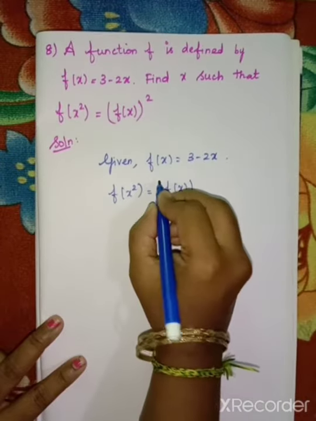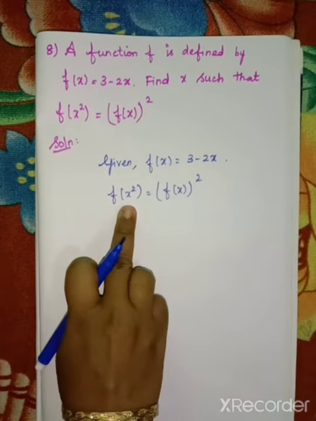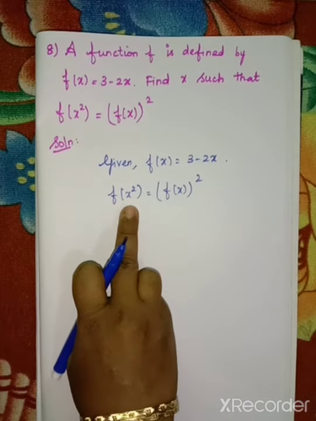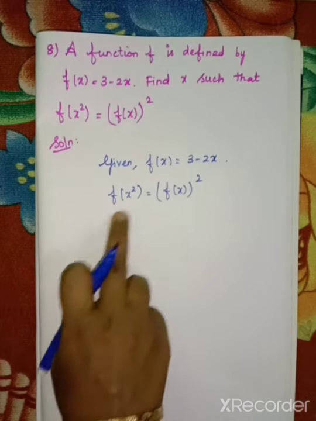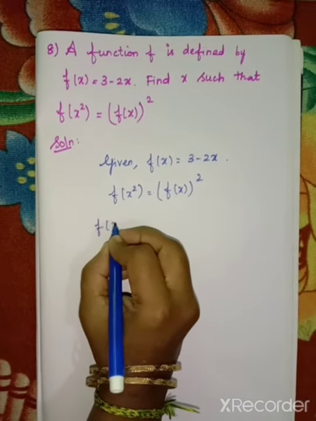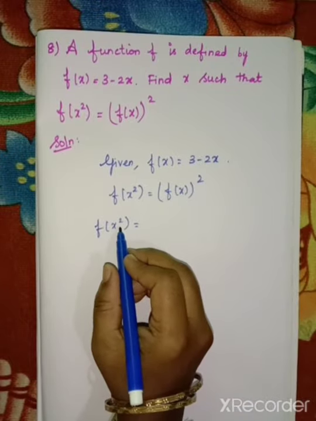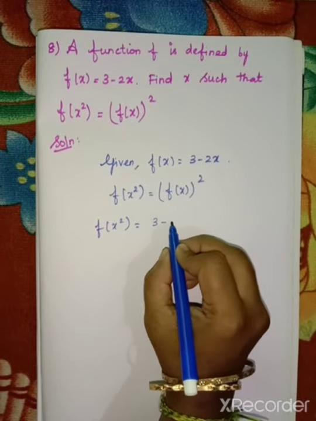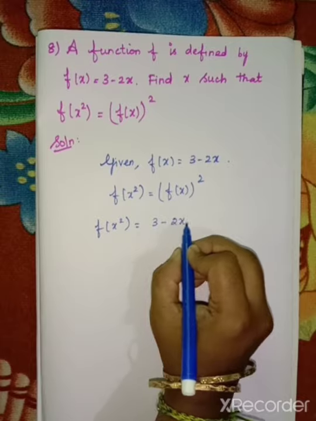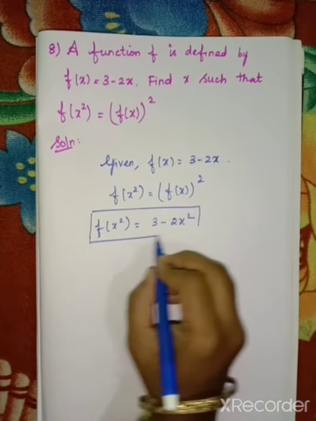x the whole squared. Here f of x squared, in place of x you have to substitute x squared. So first of all find f of x squared. So f of x squared equal to, in place of x you have to substitute x squared. So 3 minus 2 into x squared. So this is f of x squared.